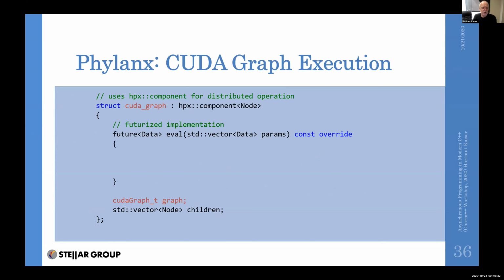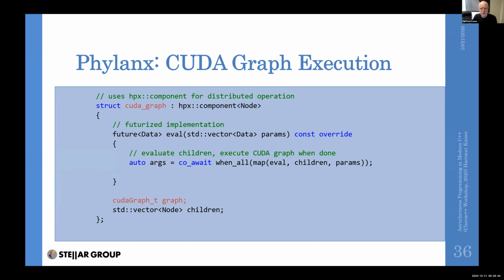Okay, another example for that. Let's assume we have a CUDA graph we have created from somewhere which represents a subtree in our execution graph. And we can do the same thing. We just evaluate all children. I'm using a special facility function, map, here. Map concurrently evaluates all elements in the children vector and returns a vector of futures where each future represents the evaluation of one of those children.